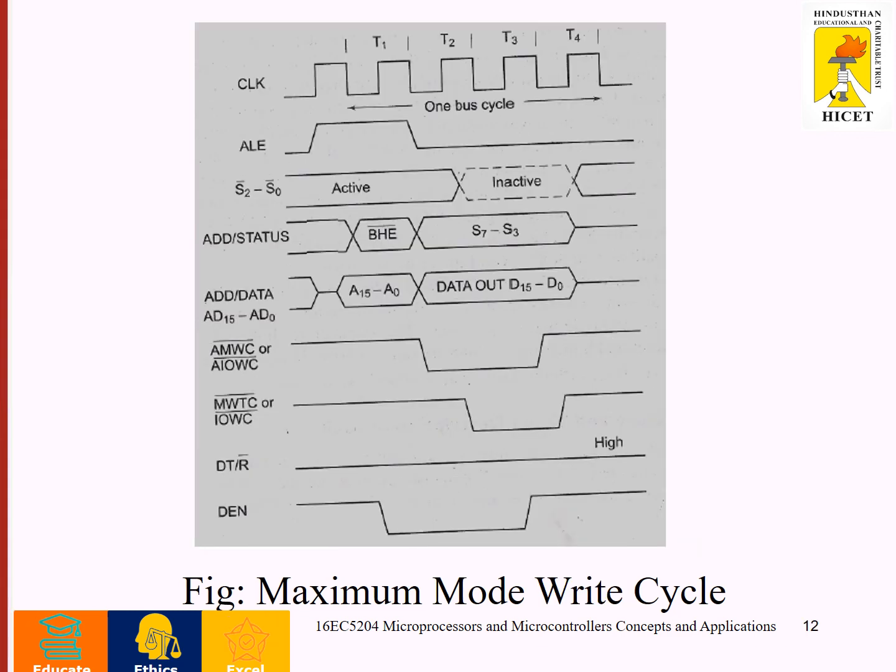This diagram shows the maximum mode write cycle. It is the same as the maximum mode read cycle, but the write cycles like the advanced memory write cycle and advanced I/O write cycle are generated. These are all active low signals. The ordinary memory write cycle and the ordinary I/O write cycle are also generated. The DT/R bar line is always at a high level. DEN is in a high state, so DEN bar is low in this case.